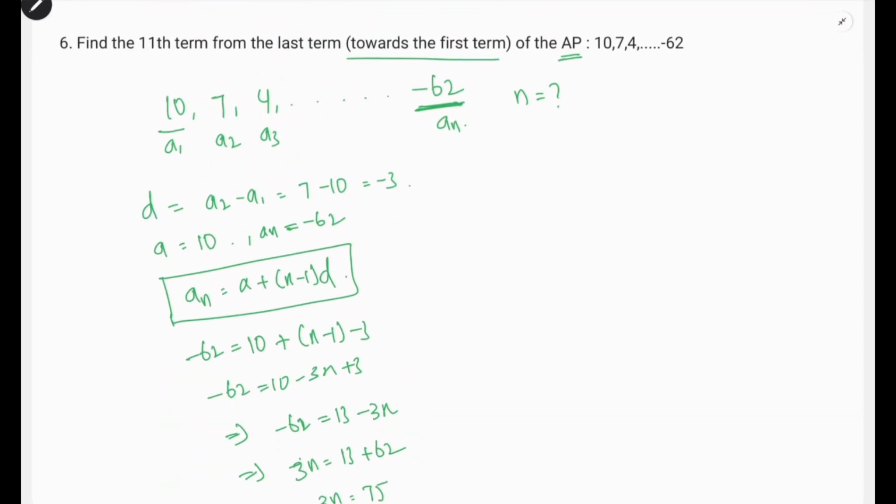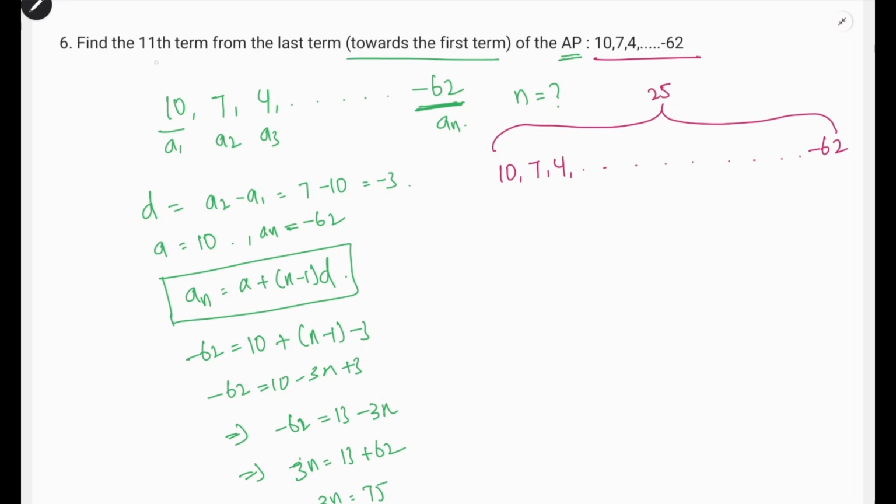Okay, now we will write the AP. Okay, it is 10, 7, 4, this goes on, and the last term is minus 62. Okay, there are 25 terms in this AP.